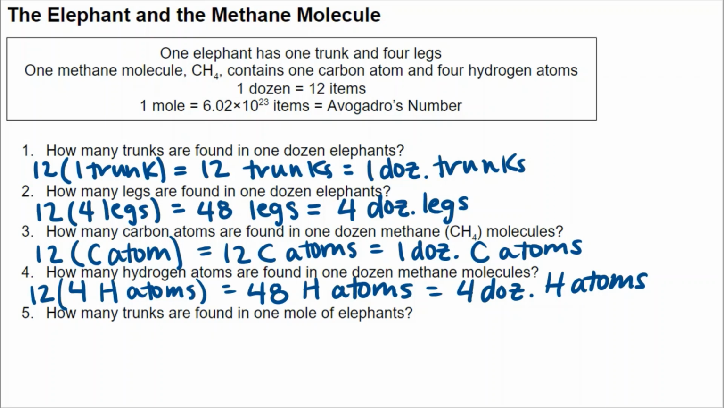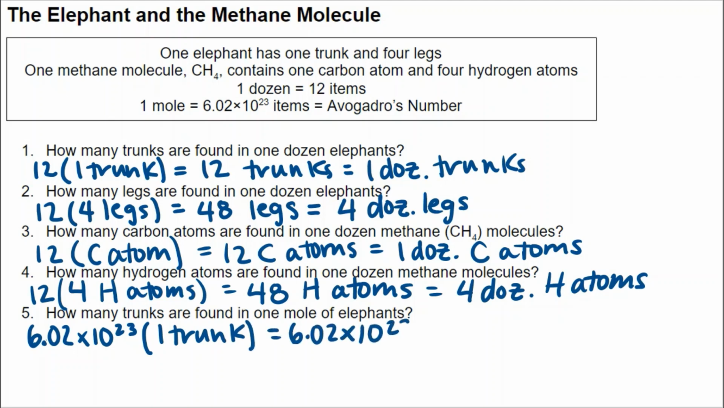So what if we had a mole of elephants? So a mole isn't 12, a mole is a different number. It's 6.02 times 10 to the 23. So if I multiply that by 1 trunk per elephant, that's going to give me 6.02 times 10 to the 23rd trunks, which we could also just call 1 mole of trunks.